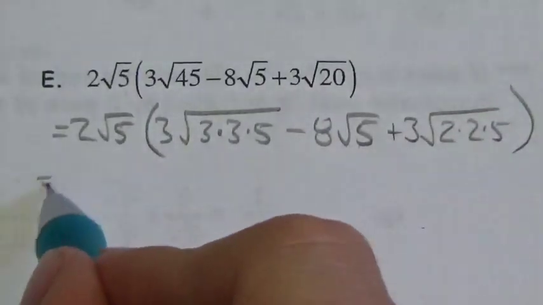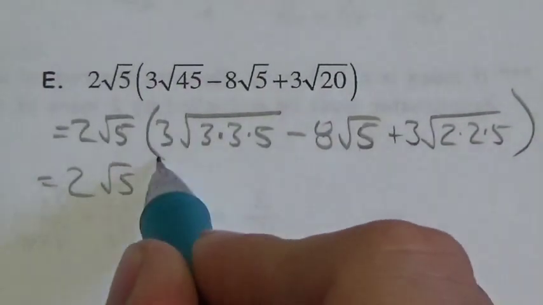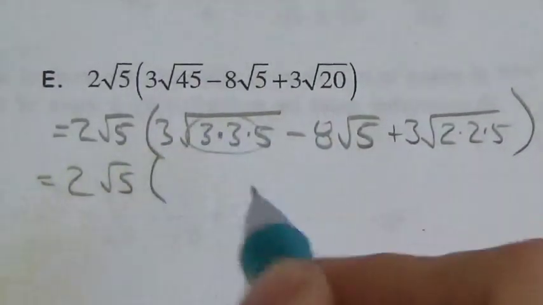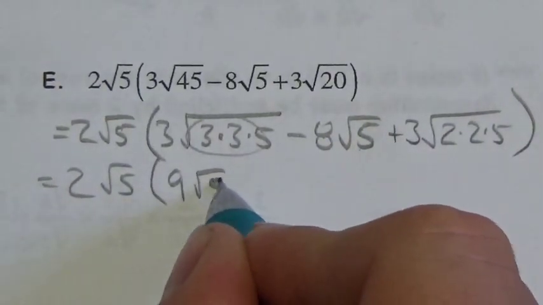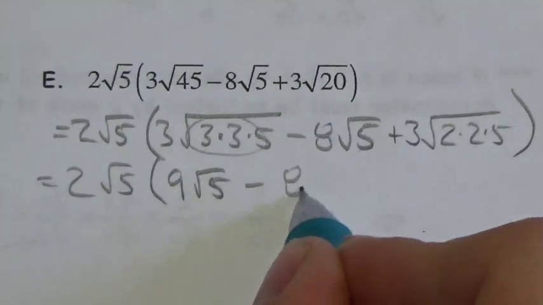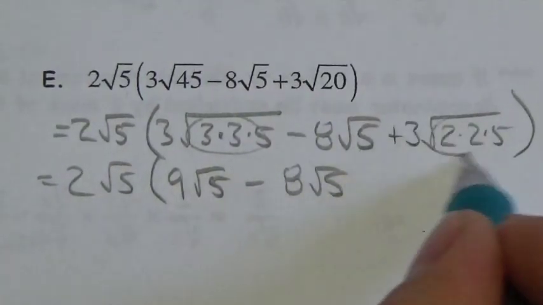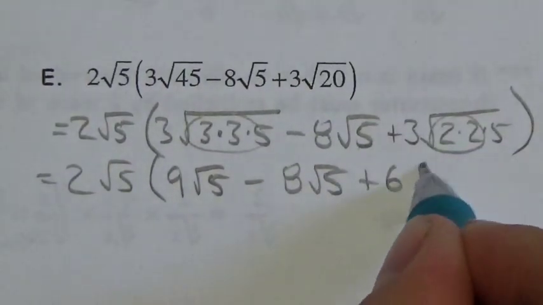So now let's simplify this before we do the operations here. There's a pair of 3's there, so I'll pull that out. And there's a 3 out front, so 9 root 5. Minus 8 root 5. Okay, I couldn't simplify that. Now there's a pair of 2's there, so I'll pull that out. So 6 root 5.